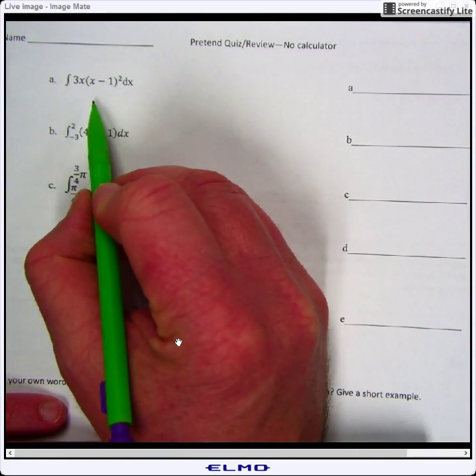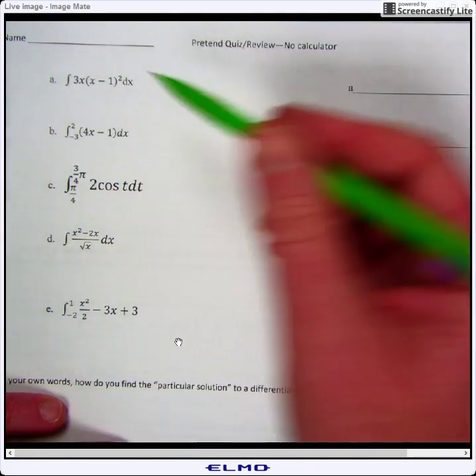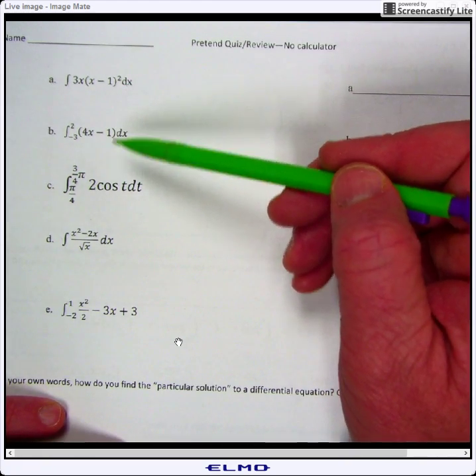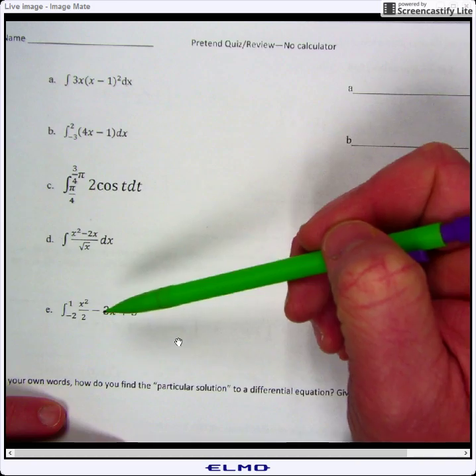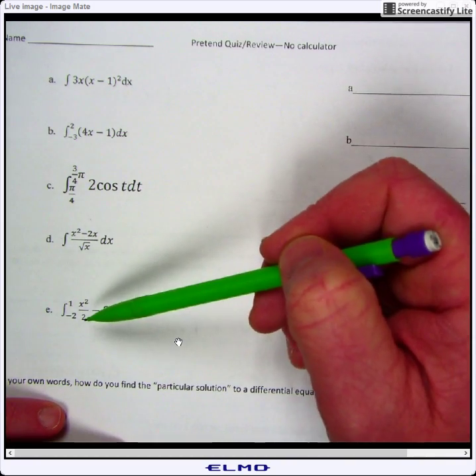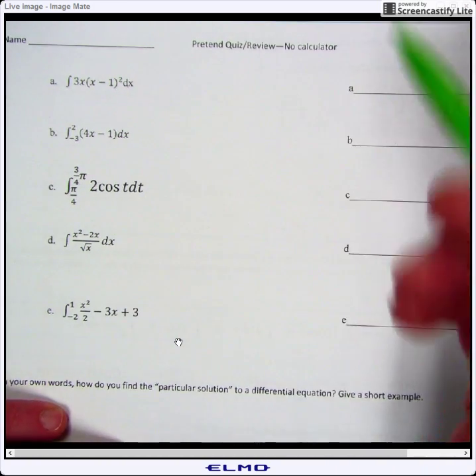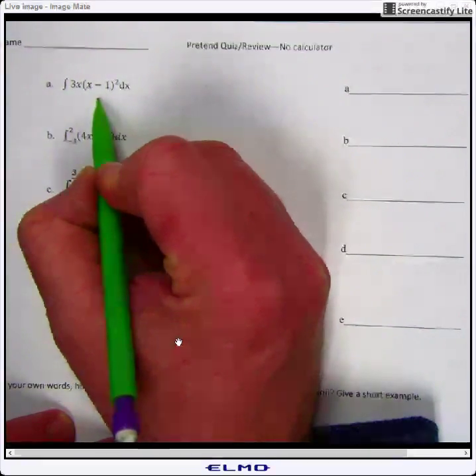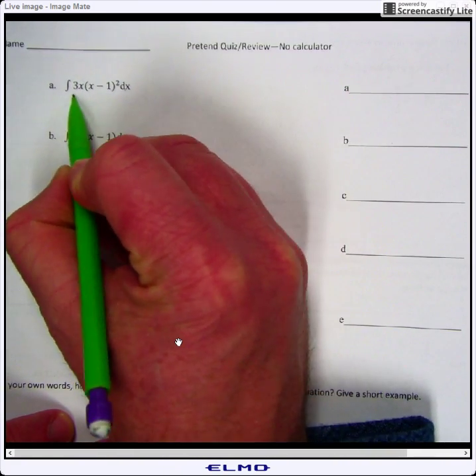Okay, so strategies here. First of all, recognizing the question. Indefinite integral, definite. Since we've been working on definite, sometimes people forget the old. Okay, indefinite integral. My strategies are to expand and integrate.